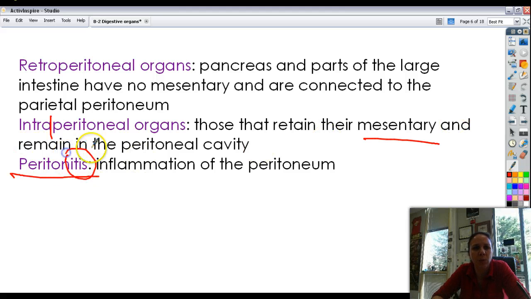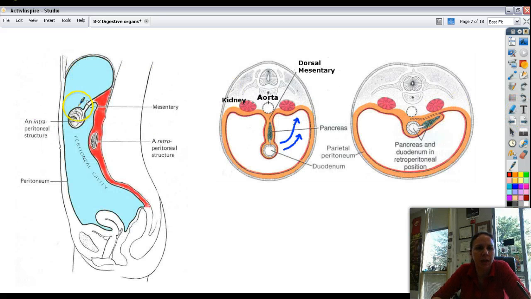So itis, we know, means inflammation of, and then the peritoneal means of the peritoneum. And so inflammation of the peritoneum, lots of pain, lots of just gastrointestinal symptoms that aren't good, and just some standard antibiotics will take care of that. So here is showing an intraperitoneal structure like this, and you can see, you know that because it's dangling from the wall, so it's got mesentery. Whereas a retroperitoneal, what happened is it kind of became one with the wall.